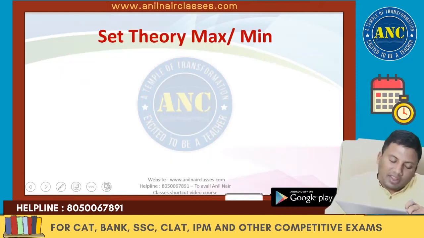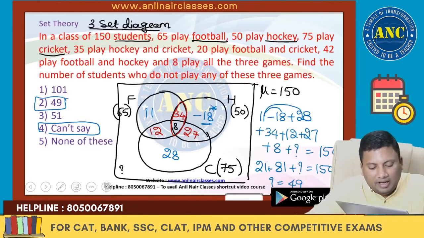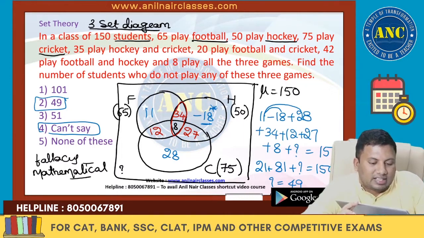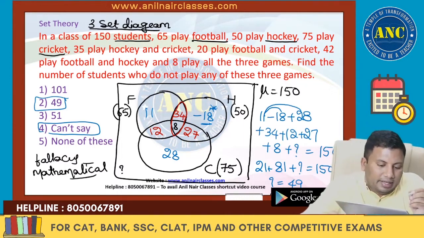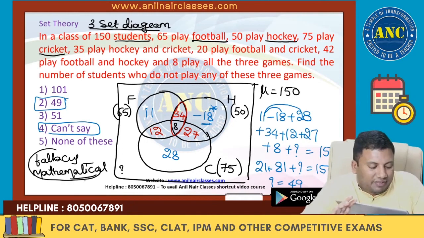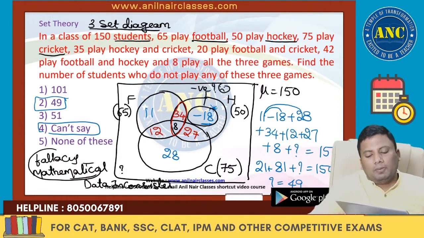Next one. Now comes set theory, maxima and minima. We cannot get a negative value. Mathematically there is a fallacy. There is a mathematical fallacy here. In the question, there is inconsistent data that is given. The values are not properly kept to satisfy the conditions. In simple language, the data is inconsistent. How can the number of people who play cricket be negative, right? It cannot be negative, right?